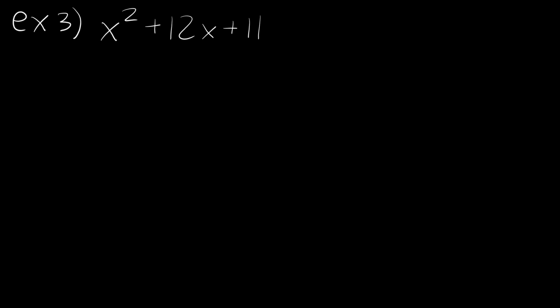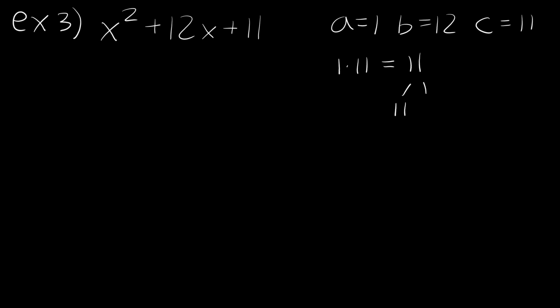So for example 3, we have x squared plus 12x plus 11. So a equals 1, b equals 12, and c equals 11. So the factors of a times c that add to b: 1 times 11 equals 11, and the factors of 1 and 11 that add to 12 can be 11 and 1. So 11 times 1 equals 11, and 11 plus 1 equals 12.